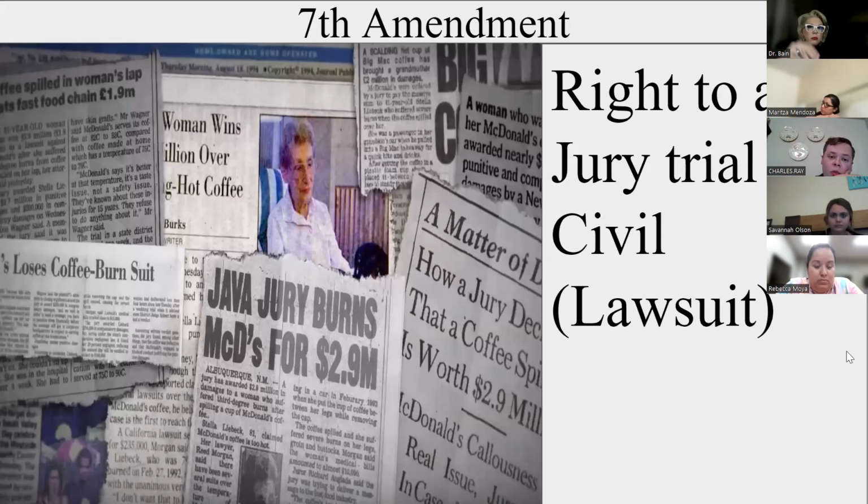Also, we get in the Seventh Amendment. This one, if you're going to sue somebody for more than $20, according to the Constitution, you have the right to a jury deciding your case. Key example we use with the 8th grade, and I also use my government kids because it gets your attention, is the infamous McDonald's case where the elderly lady sued McDonald's for hot coffee giving her 3rd-degree burns.